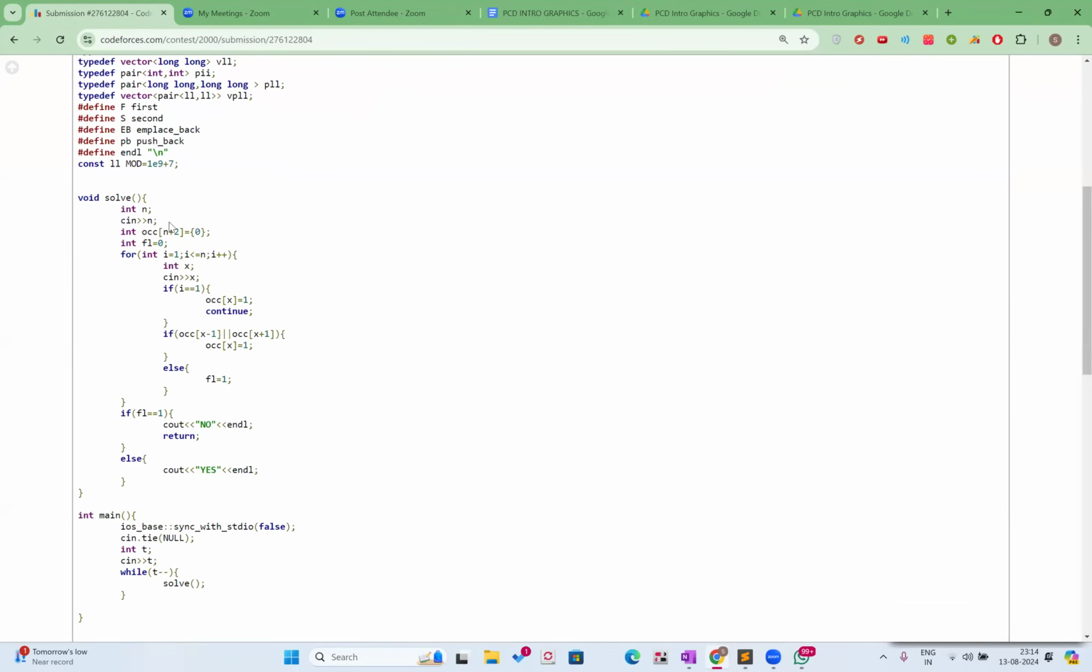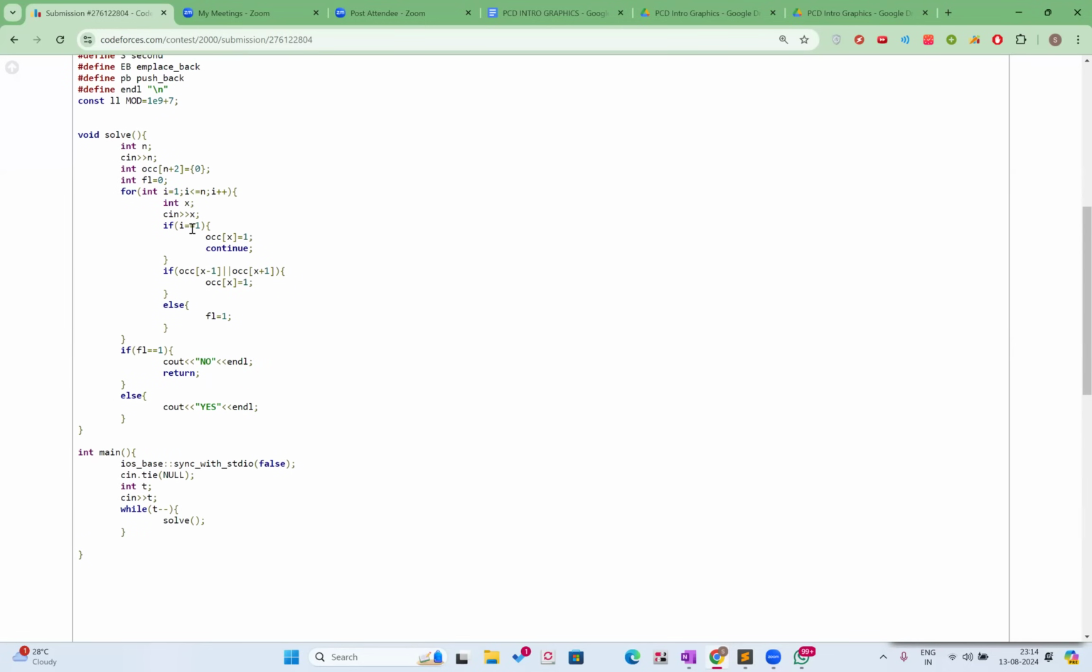So first, I'll take n and an occupied array. I have declared it as an n+2 size array. We'll discuss why. It can be done better with an n+2 sized array rather than an n sized array. So first I'll loop from 1 to n. Suppose this ith passenger wants to sit at the seat number x.